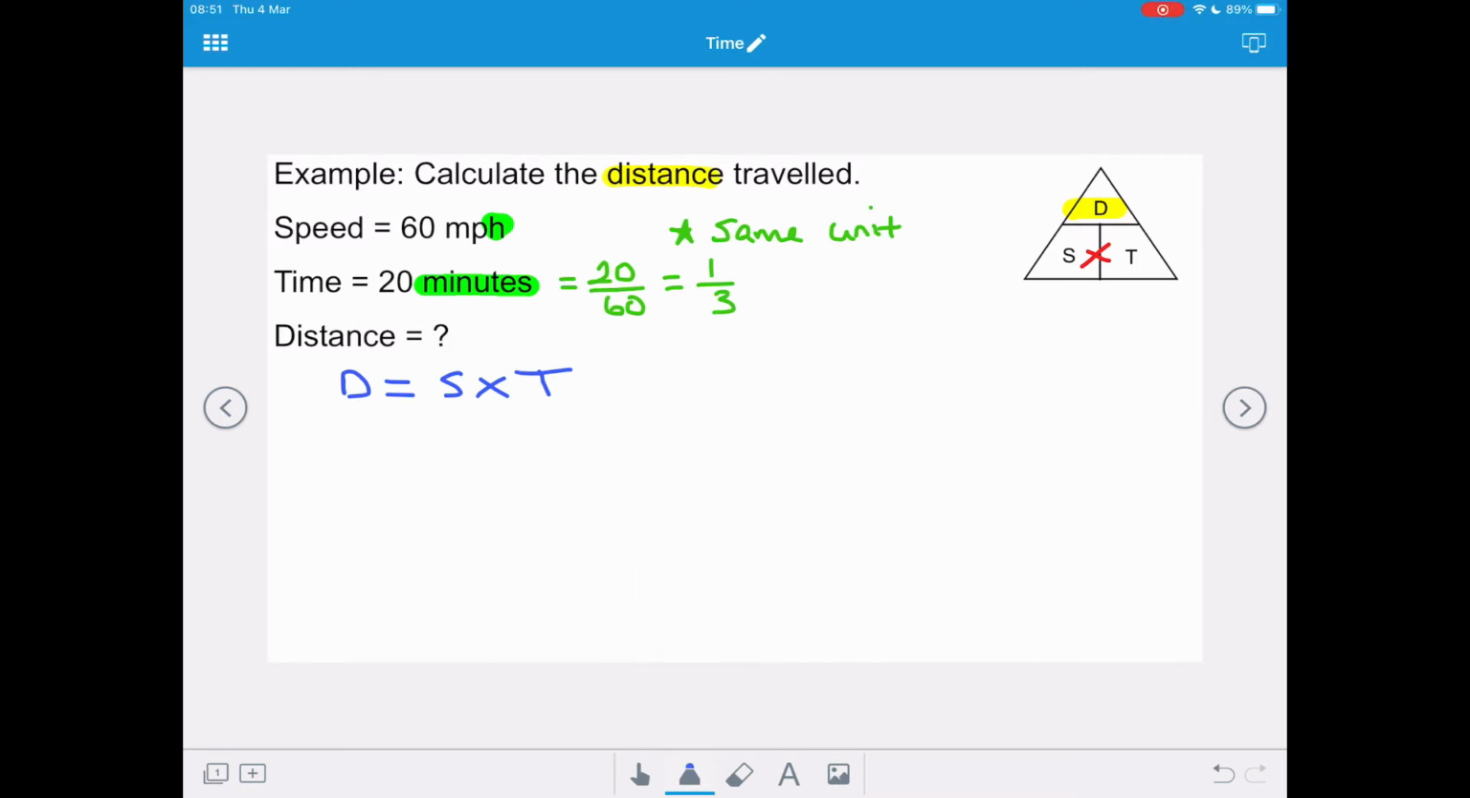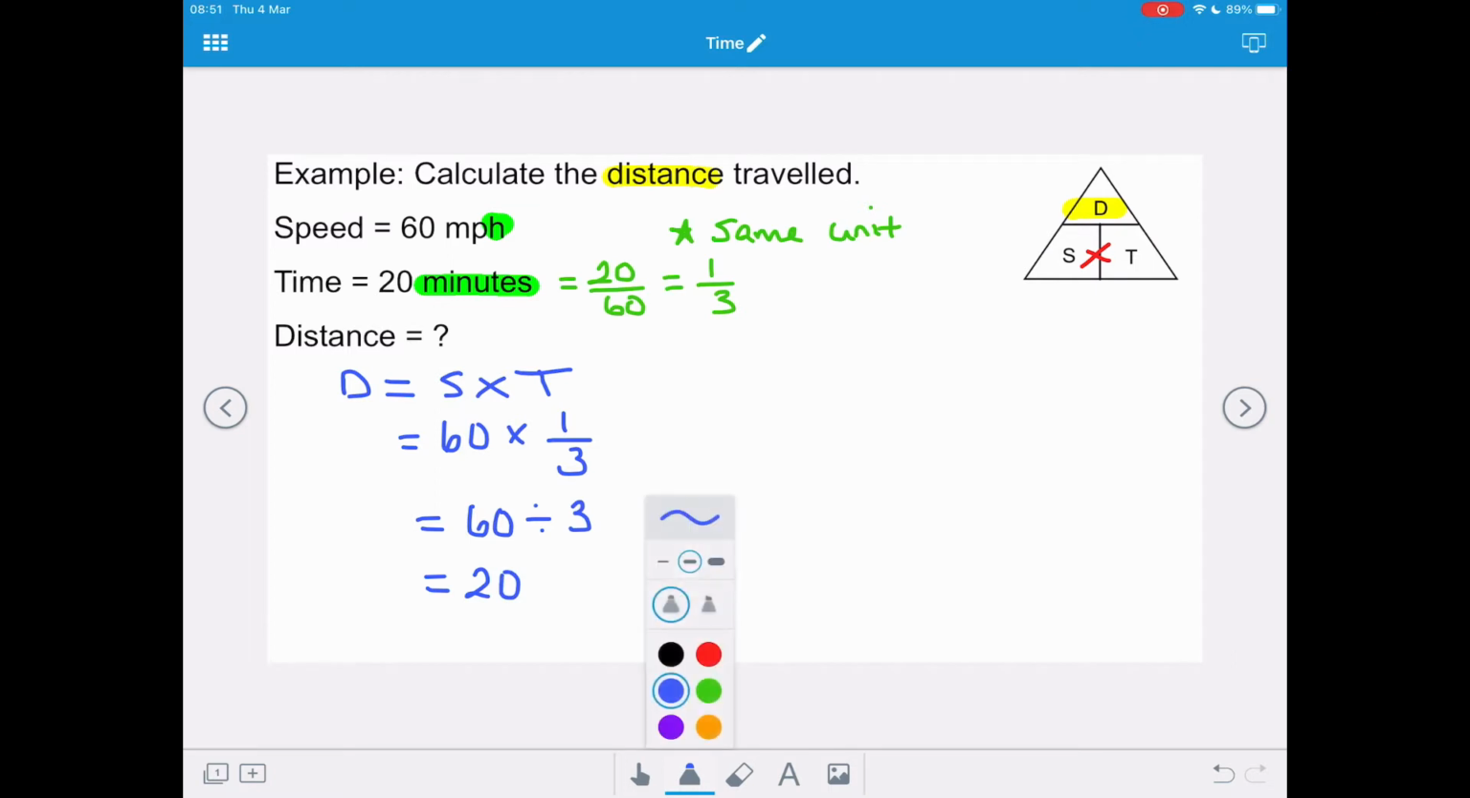Now we can substitute in to our equation. So d equals 60 multiplied by a third, and if we're multiplying by a third, then we're multiplying by the top and dividing by the bottom, so it means 60 divided by 3. And that means that the distance is going to be 20. Now we need to choose the correct unit. If we look at our speed, it's in miles per hour, so our distance will be in miles, so our distance is 20 miles.